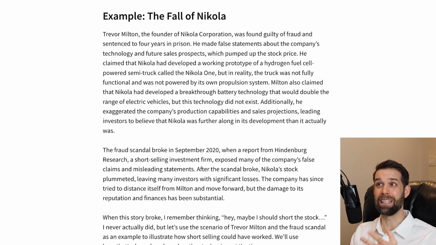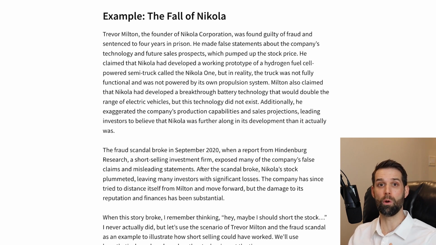He claimed that Nikola had developed a working prototype of a hydrogen fuel cell powered semi-truck called the Nikola 1, but in reality, the truck was not fully functional and was not powered by its own propulsion system. There was actually a demonstration video that had the truck rolling down a hill, and the hill was actually the thing that powered the truck forward. It didn't actually work. Milton also claimed that they developed some other breakthrough battery technology that would double the range of electric vehicles. And basically this did not exist.